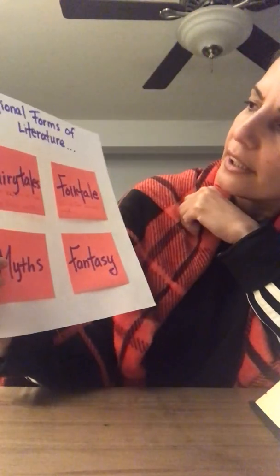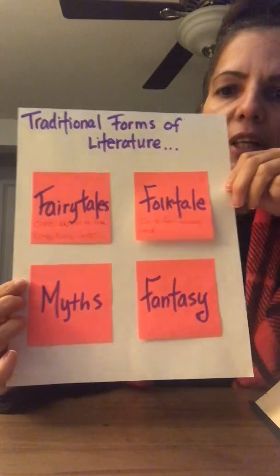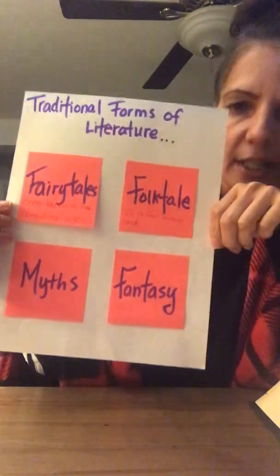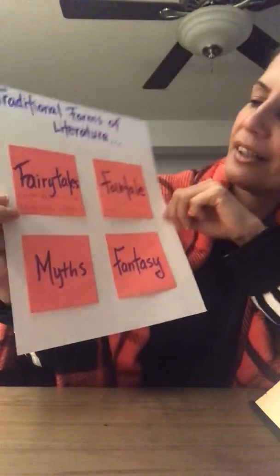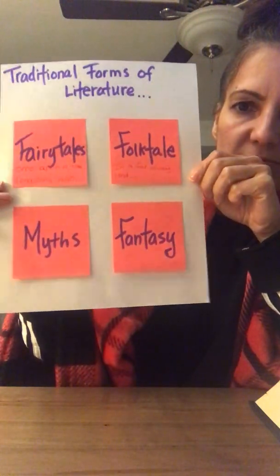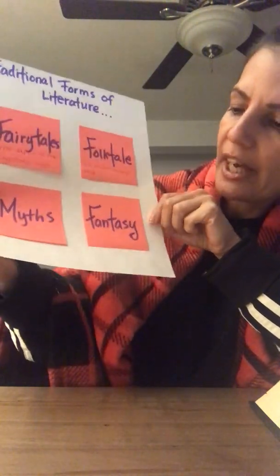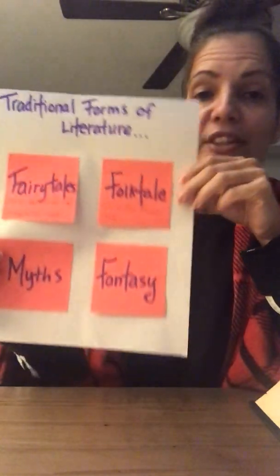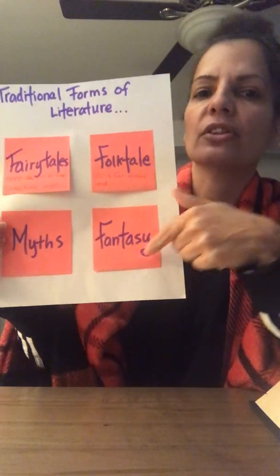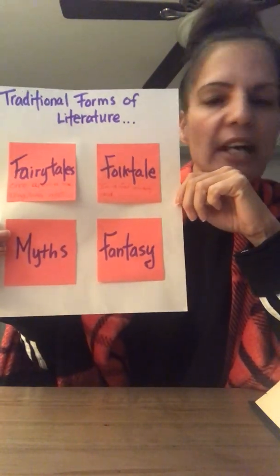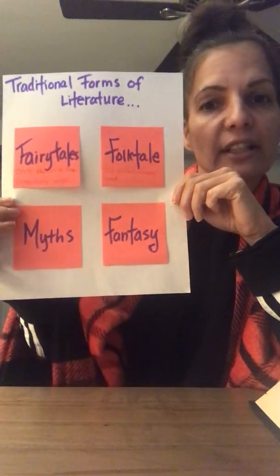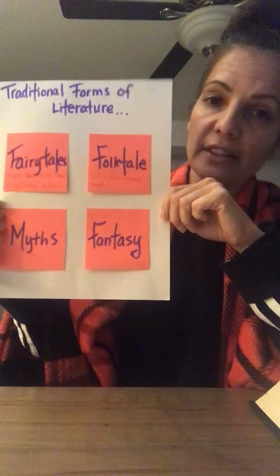Set my book aside. Here we have traditional forms of literature. Now we have fairy tales. With fairy tales we begin with "Once upon a time," as I started my story. We also have folk tales and myths and fantasy. We are going on a new journey, boys and girls, and this journey is going to take us through this traditional literature. We're going to be reading fascinating stories and books that entail fairy tales, folk tales, myths, and fantasy.